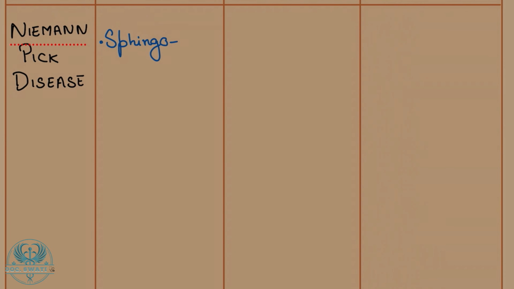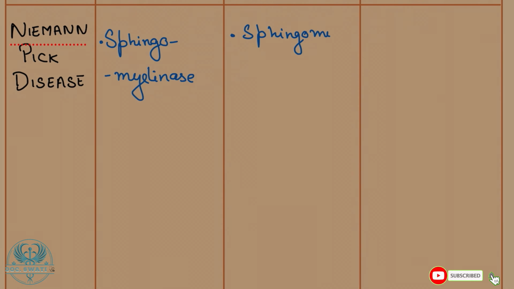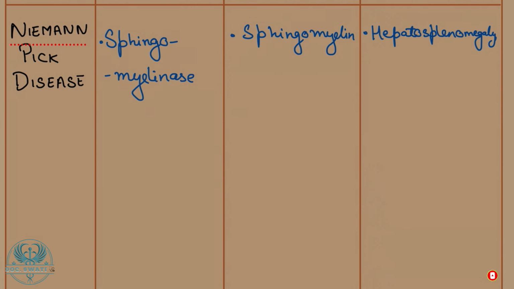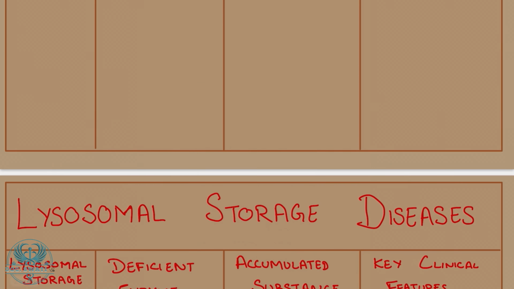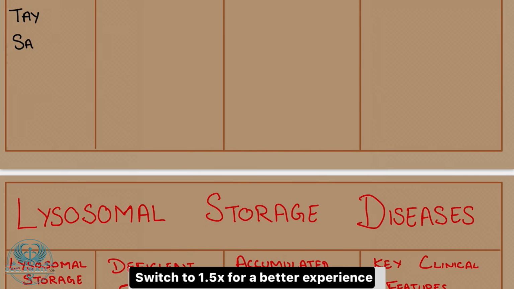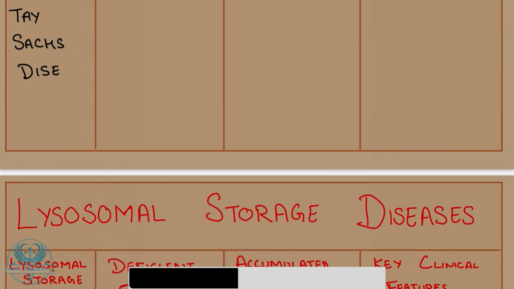Let's move ahead and talk about the next lysosomal storage disease, which is Niemann-Pick disease. It is caused due to the deficiency of sphingomyelinase. In this, sphingomyelin is accumulated and the key clinical features include hepatosplenomegaly, foam cells in the liver and spleen, and neurological symptoms.